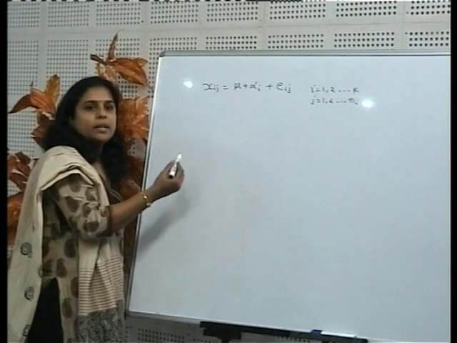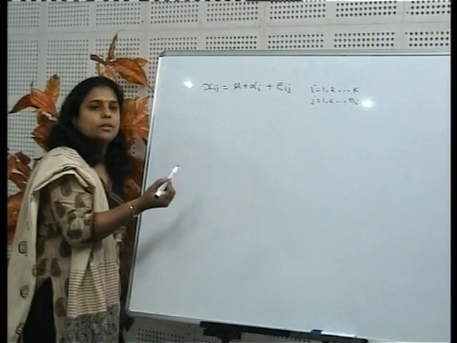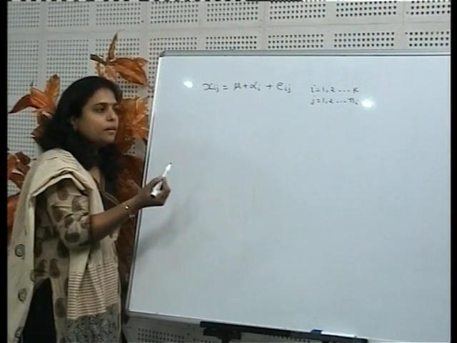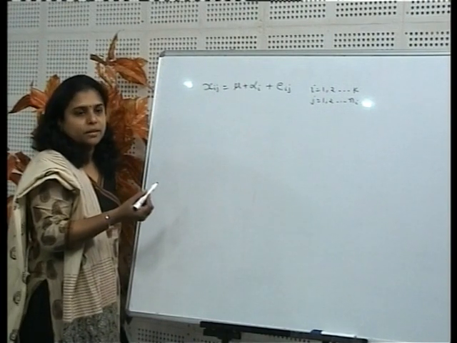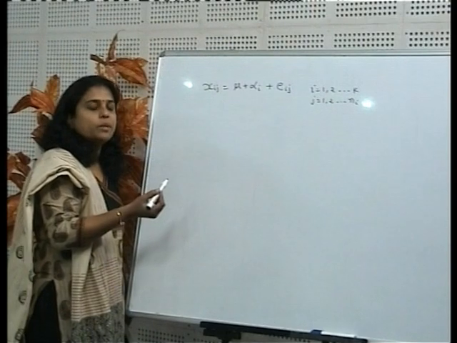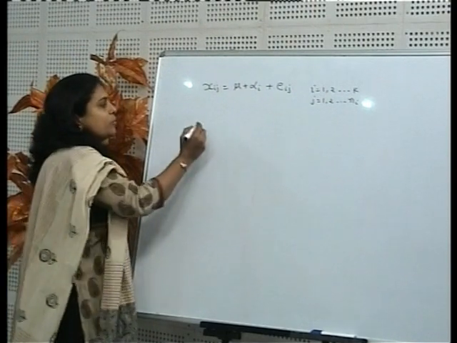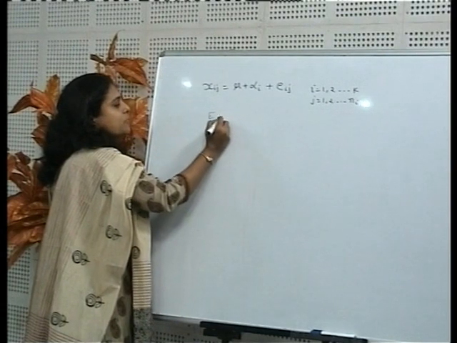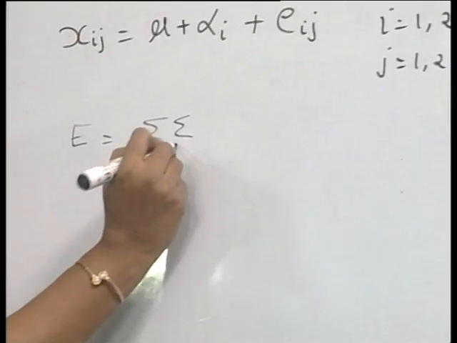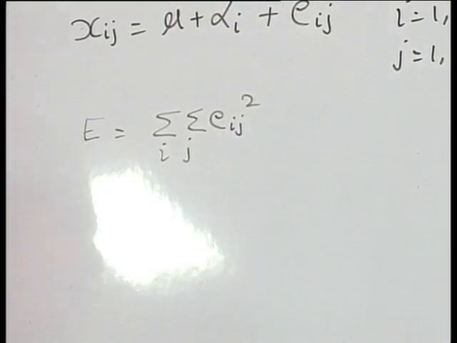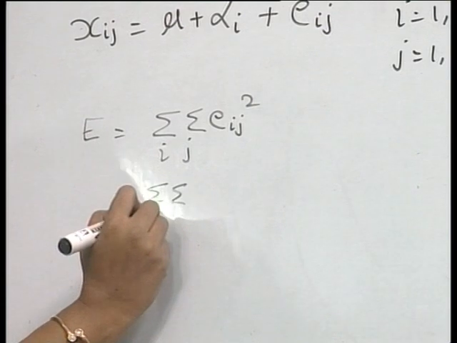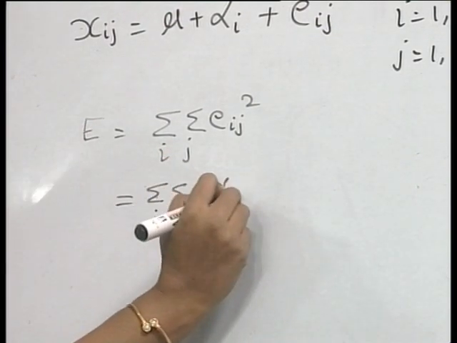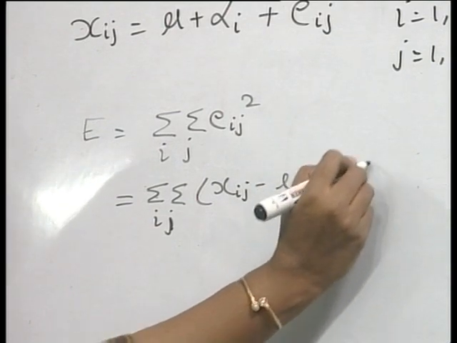Now in order to estimate these parameters of the model, we use the least square method, that is the principle of least squares. With the help of the principle of least squares, we can obtain the estimates of the parameters. As we all know, according to the basic principle of least squares, we minimize the error sum of squares, which is given by double summation Eij square. Eij is the error component, and we try to minimize this using the principle of minima, and this is nothing but double summation Xij minus mu minus alpha i whole square.